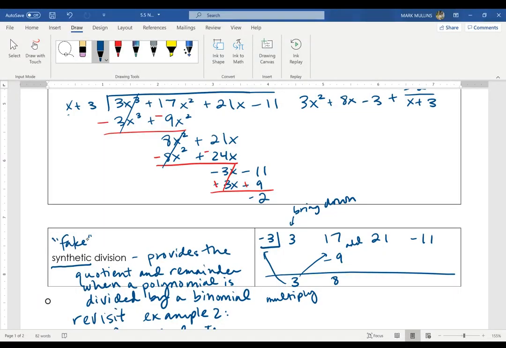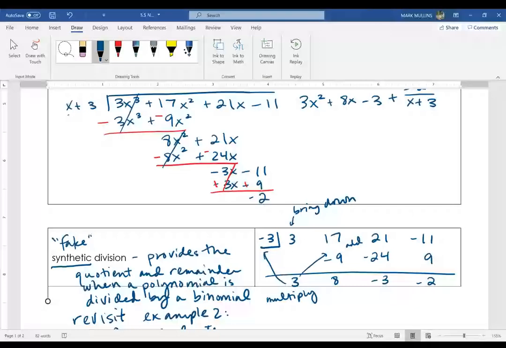Then I'm going to multiply it again. 8 times negative 3 is negative 24. And then I'm going to add, I get negative 3. Let's see, negative 3 times negative 3 is a positive 9. And then I add and I get a negative 2. So this is the really cool part.